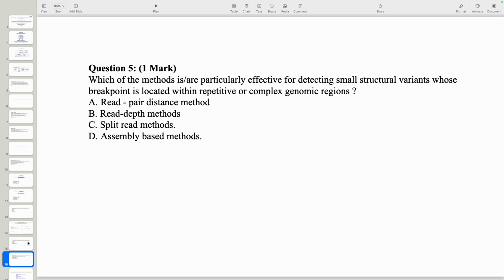So we'll move to our next question. Which of the methods are particularly effective for detecting small structural variants whose breakpoint is located within the repetitive or complex genomic region? Please go through this question and try to answer this question.